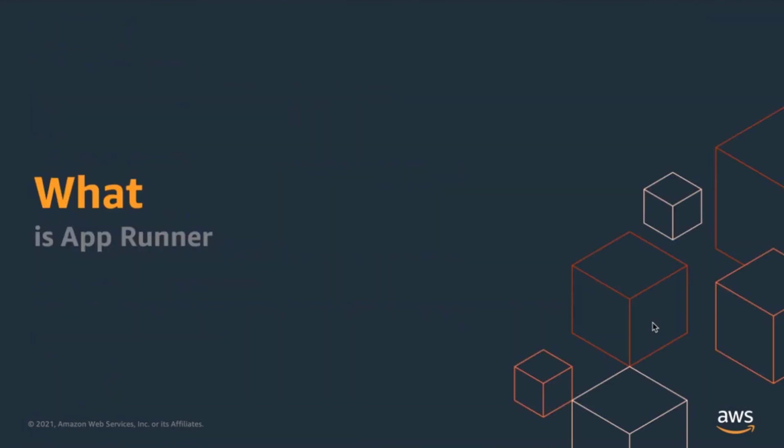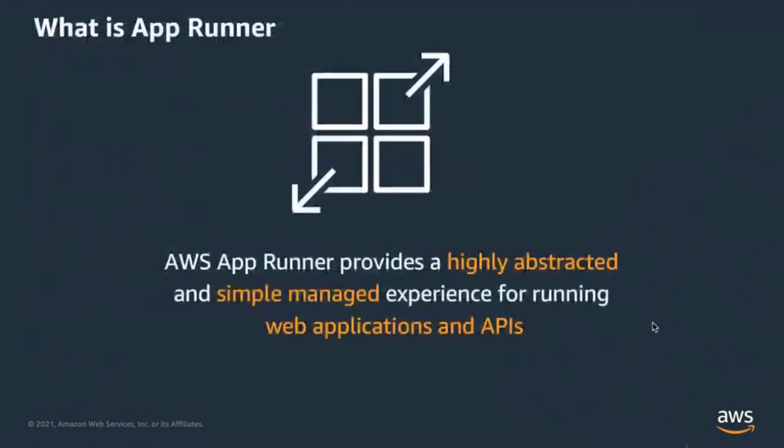So let's get started. What is AWS App Runner? AWS App Runner provides a really highly abstracted managed experience to run web applications and APIs. These web applications and APIs can either be container images or packaged directly as source code. And App Runner handles all aspects of infrastructure scaling, load balancing, traffic encryption, building and executing your code. So all of that is fully managed. And what you get is a service that is super streamlined for running web applications and APIs.